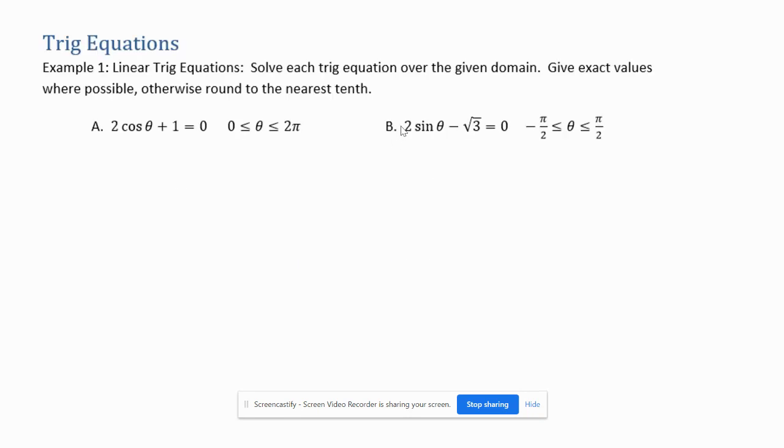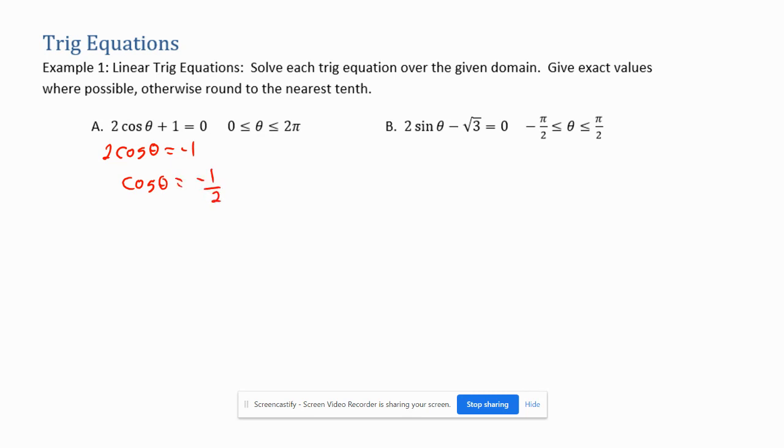So first of all, guys, if we say solve an equation, it means we're looking for the variable. In this case, the variable is theta that we're trying to solve for. First one, we have 2 cos theta plus 1 equals 0. We're going to start solving this the same way that we solve a regular linear equation, and try to isolate for cosine theta. So I'm going to subtract 1 from both sides, and then divide by 2. So we get cosine theta equals -1/2.